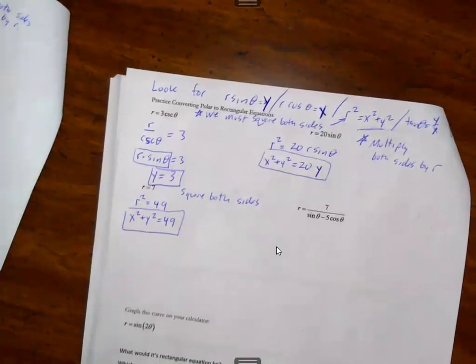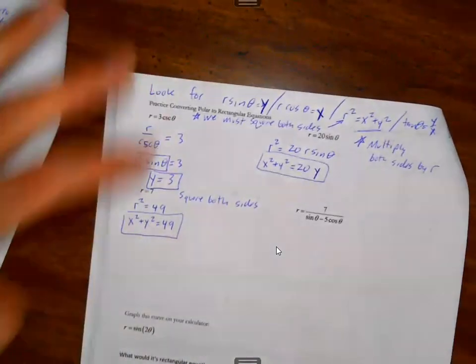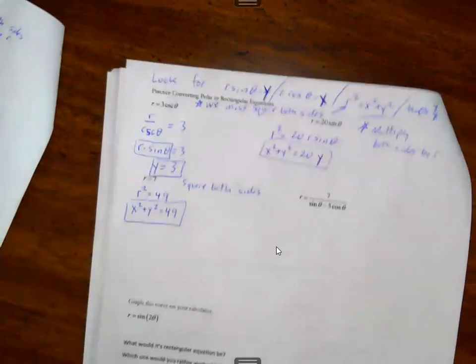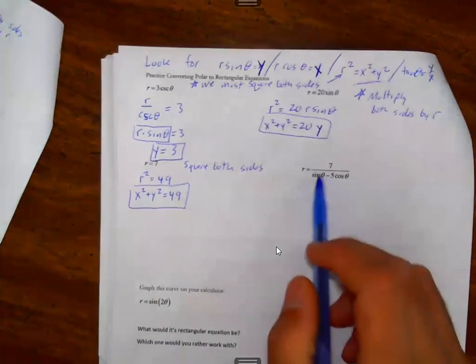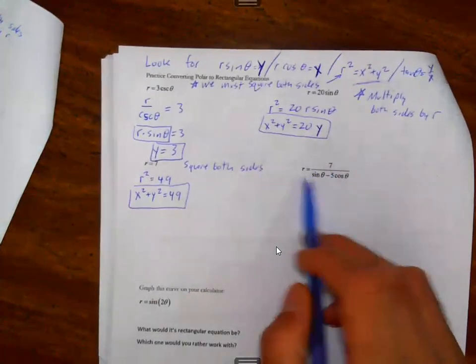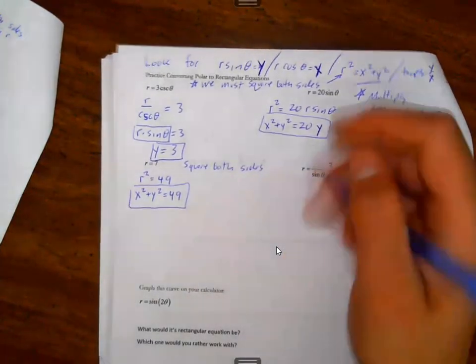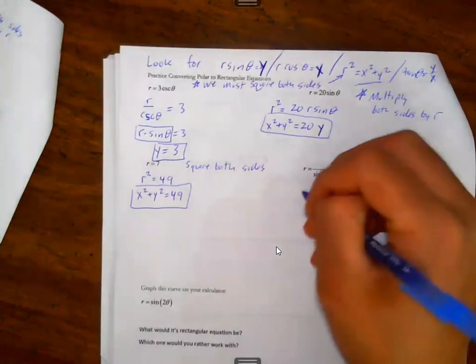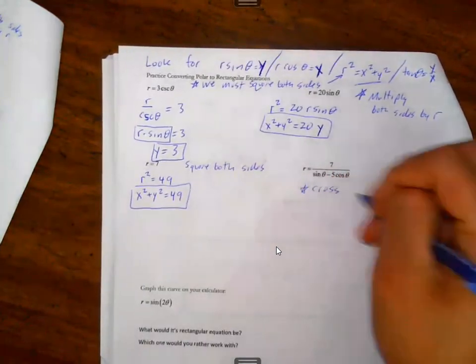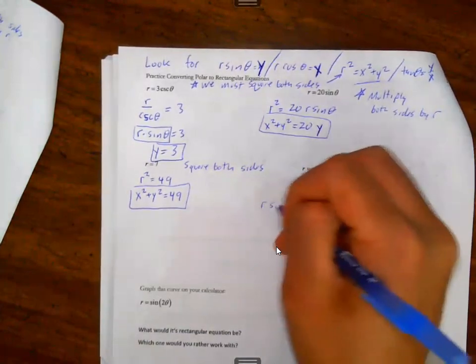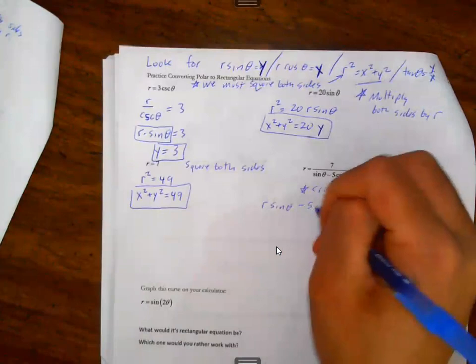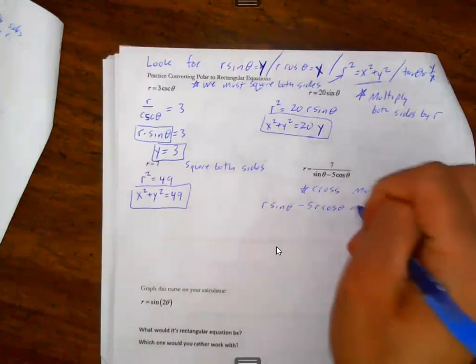All right, and then another strategy. So again, refer to this if you get stuck on a homework question and just ask me for help too. That's also an option. Another strategy you could do is if you have like a ratio set equal to r like this, you can cross multiply. So you get r sine theta minus 5r cosine theta is equal to 7.